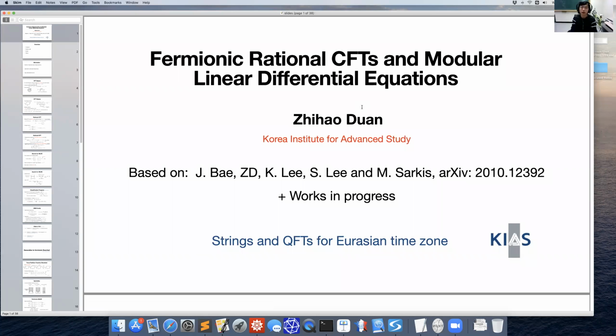Okay. So first I'd like to thank Satoshi for the invitation. So the title is Fermionic rational CFTs and modular linear differential equations. It is based on some joint work with Jinbong Bei, Professor Kim Yong Lee, Professor Seung-Jae Lee, and Matthew Sakis. And this is the arXiv number, plus some works in progress.